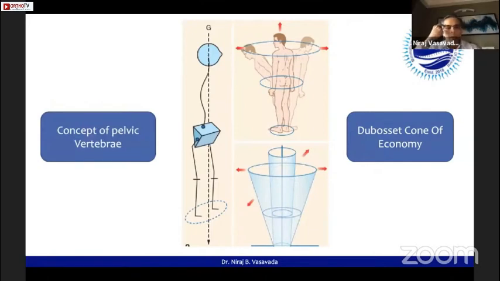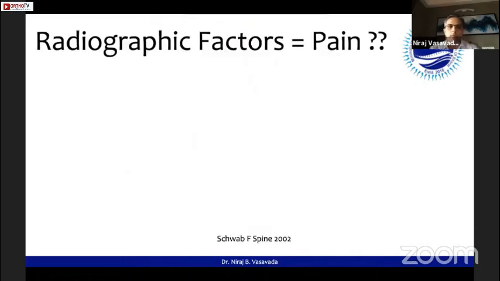Then a new concept came from the European group, again the Dubousset group, on the concept of the pelvic vertebra. They said that when humans tried to achieve an upright gait, the lumbar lordosis and cervical lordosis were given, and that led to verticalization of the pelvis. But the reverse is true as per the recent concept: it is the orientation of the pelvis that decides the curvature of the spine. So you are born with a fixed pelvic orientation, and according to your pelvic orientation, gradually your lumbar lordosis, thoracic kyphosis, and cervical lordosis develop. So it is very important to understand the anatomy and orientation of the pelvic vertebra.